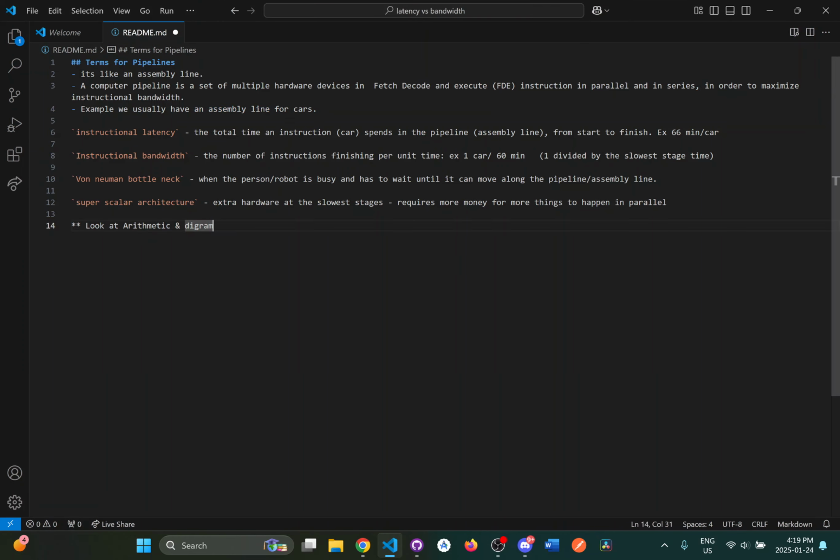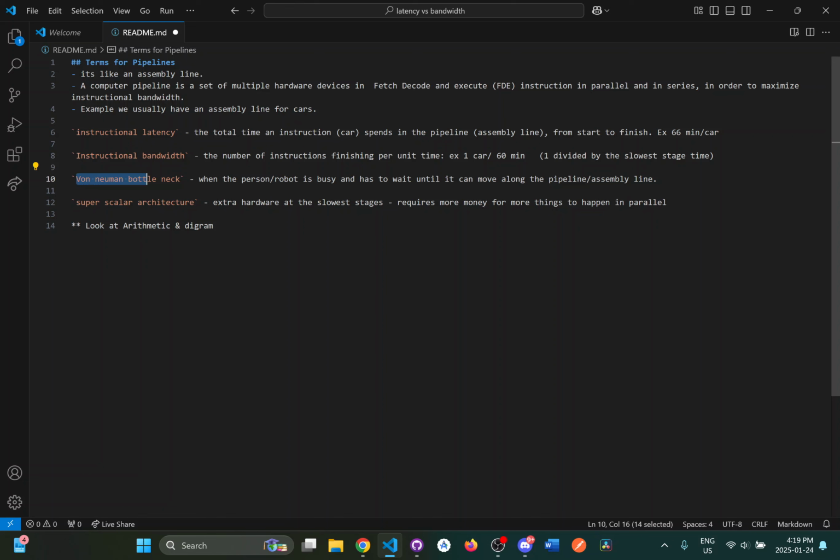If we talk about instructional latency, the latency is the total time an instruction or car spends in a pipeline, so it's from start to finish. This is measured in minutes per car, so we have to know how long that car takes within that one pipeline. Then there's instructional bandwidth, the number of instructions finishing per unit time. So one car takes about 60 minutes, which is 1 divided by the slowest stage time. We'll see these equations very shortly again.